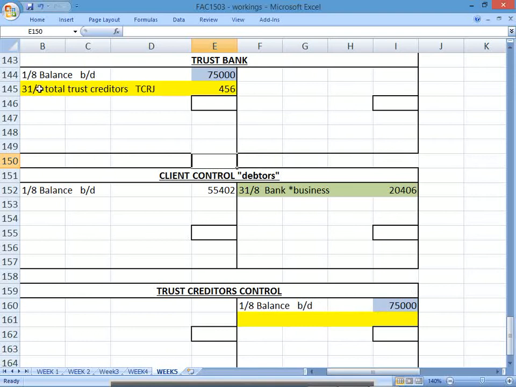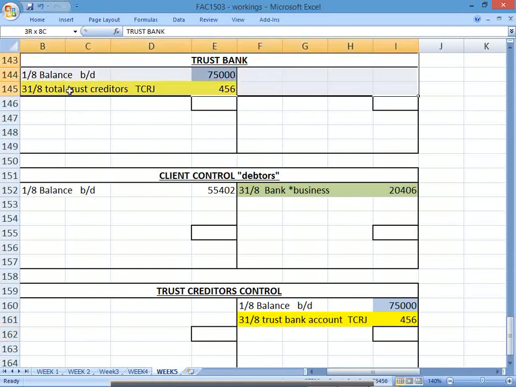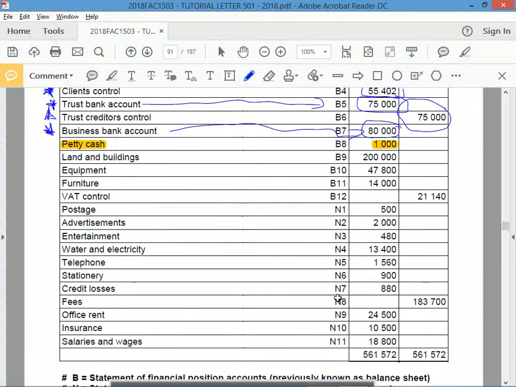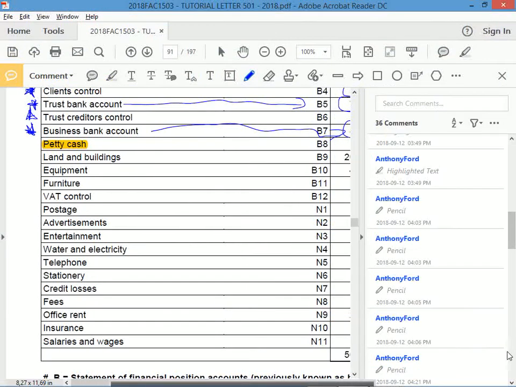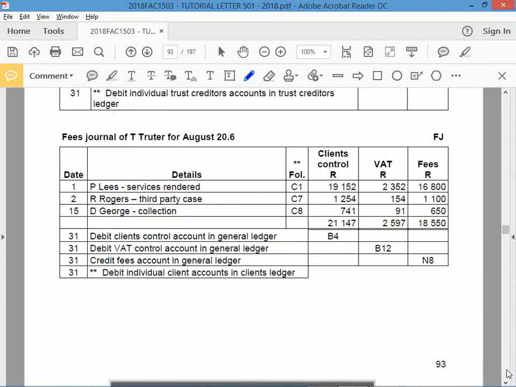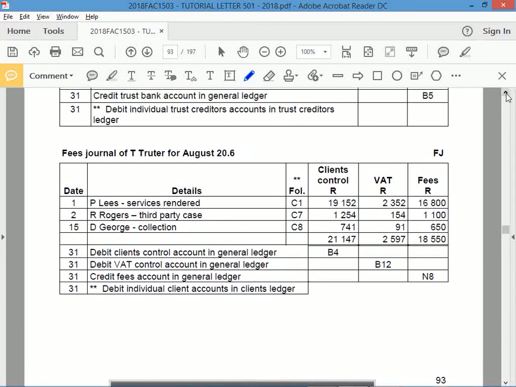So what was I discussing here? More money coming from the clients. So I wrote down the debit. I need to write down the credits. And then you would have referenced it the same, except trust bank accounts. Trust cash, 456. What happens here should happen there as well. We've looked at another journal. We can tick that one.